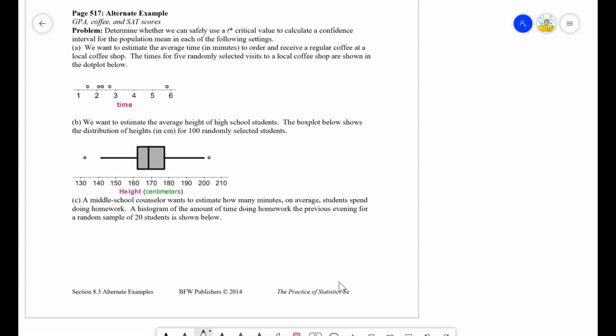Well, since I only have a sample of 5, right, n is small. So since n equals 5 is small, and there appears to be an outlier, then the t-distribution is not safe in this situation. We can't safely assume normality.